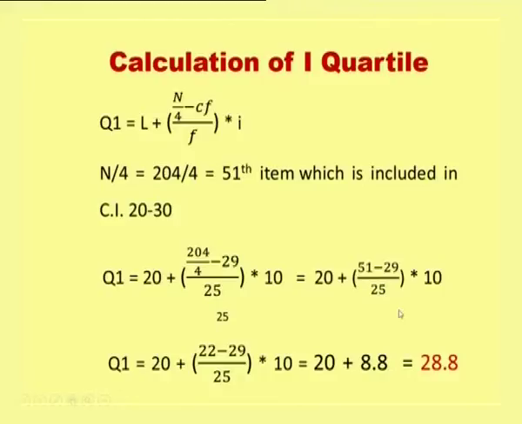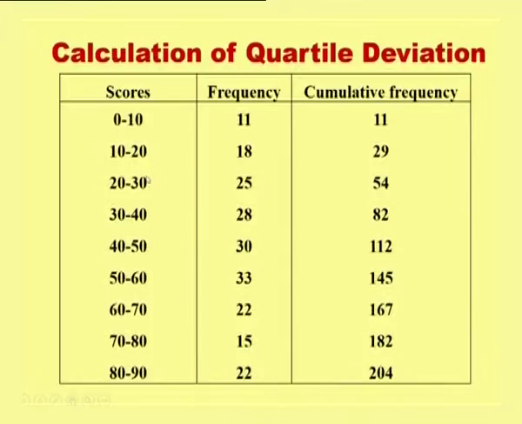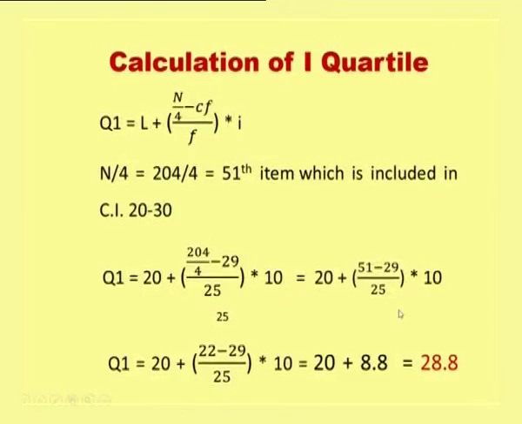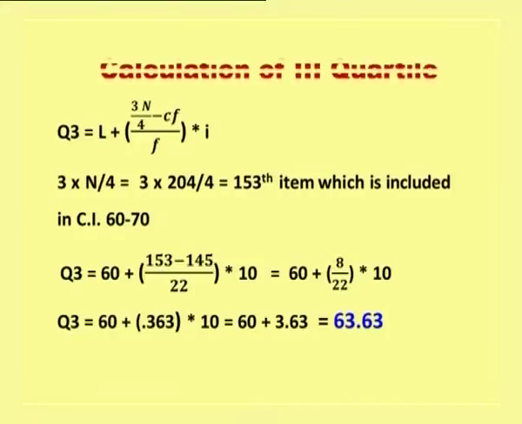If we put in all the values, we get the first quartile as 28.8. That means we have calculated the first quartile at the value 28.8, and you can check it also, because as we have already seen, the point is somewhere around the 51st item, which is in 20 to 30, so it is exactly 28.8. Now, similarly, we have to calculate the third quartile.